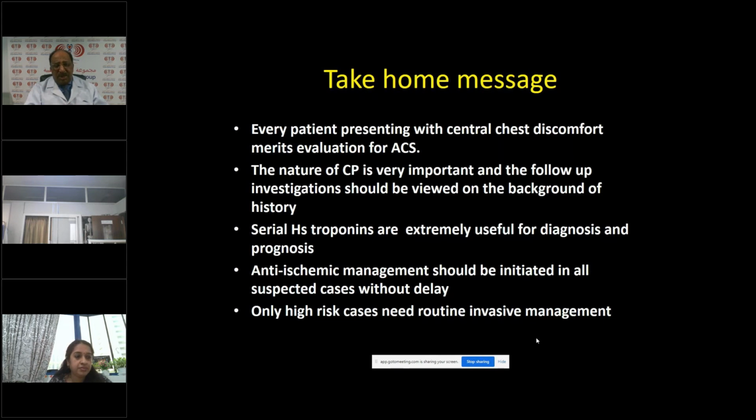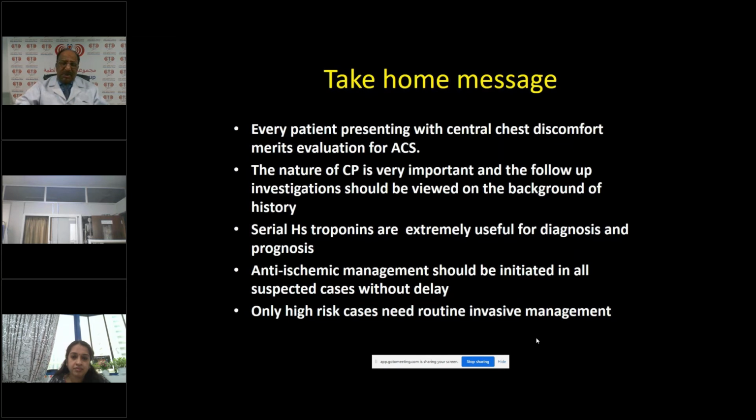Serial high sensitive troponins are extremely useful for diagnosis and prognosis. And this should be available in all hospitals and clinics which deal with acute chest pain. This is widely available and it's very useful.